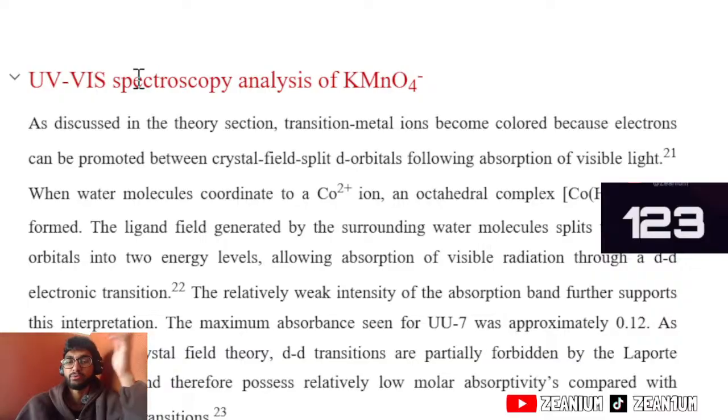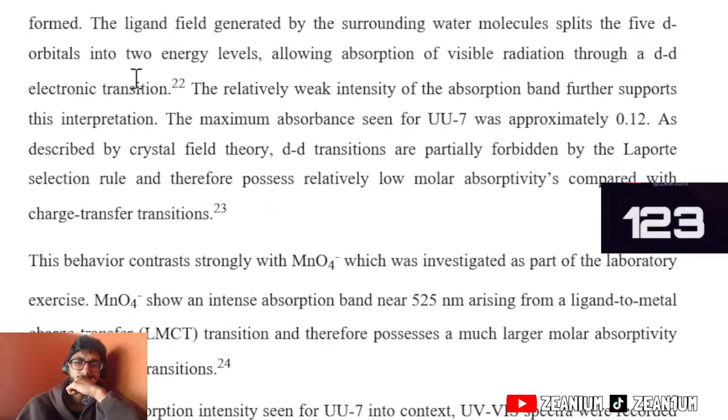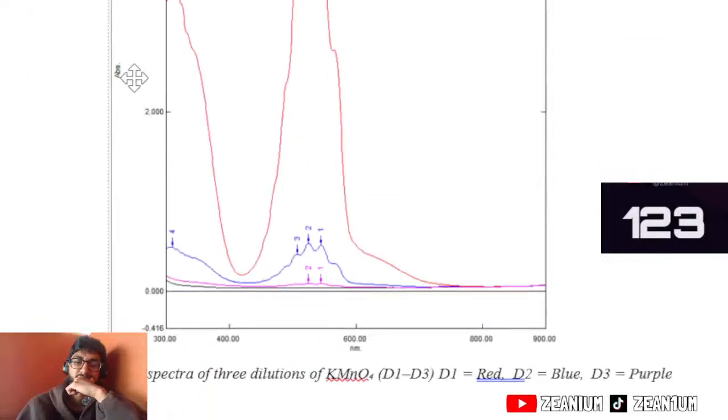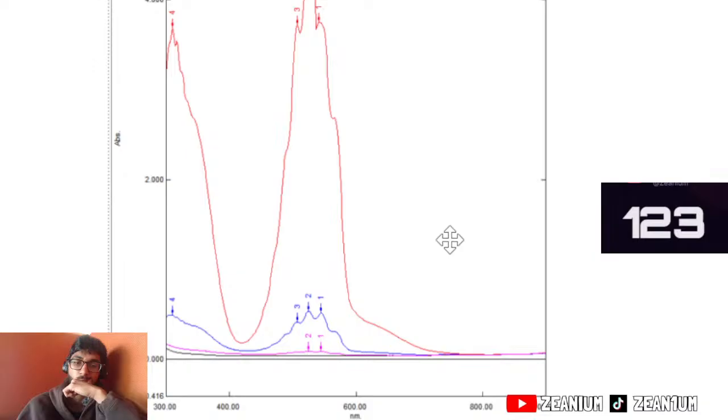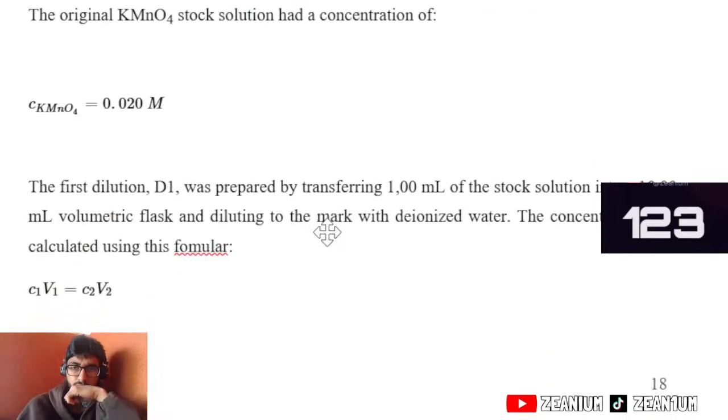There's a little bit of UV-Vis analysis of potassium permanganate. Yeah, it's a bit of calculation. Hopefully I got this right. 515. So it's jumping from here to here. All right, gotcha. So a bit of mathematics.